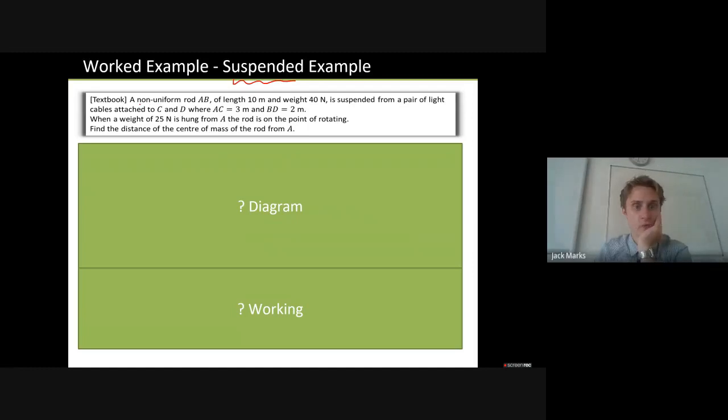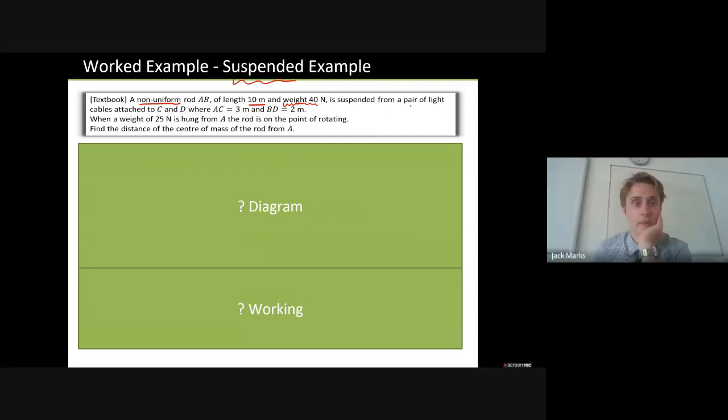A non-uniform rod, watch out for that. 10 meters, weight, look at that. They've told you the weight. They didn't tell you the mass to find the weight. No, they just told you the weight straight away. That could cause some problems. We do not want to put 40g, just 40 for that one.